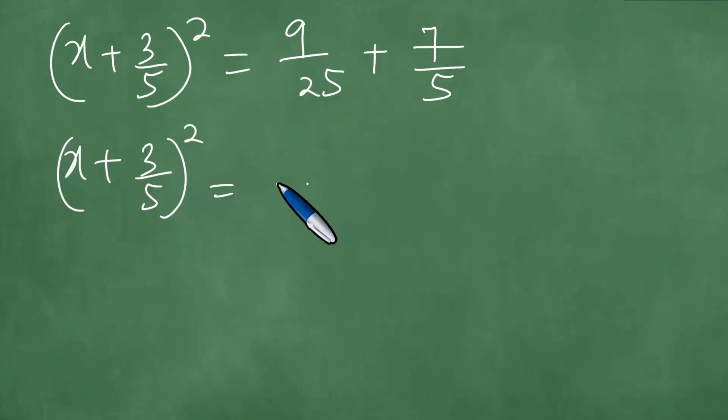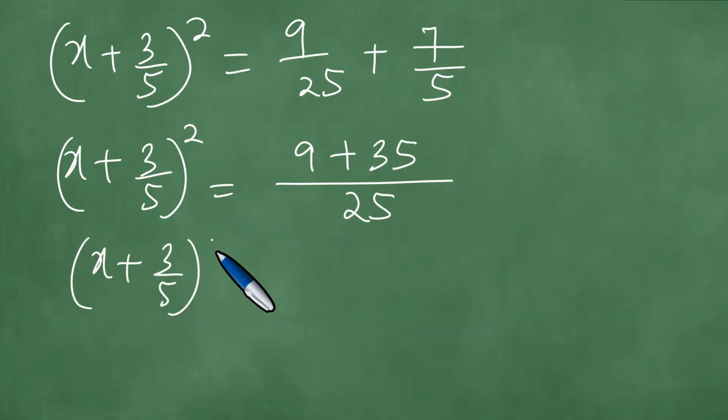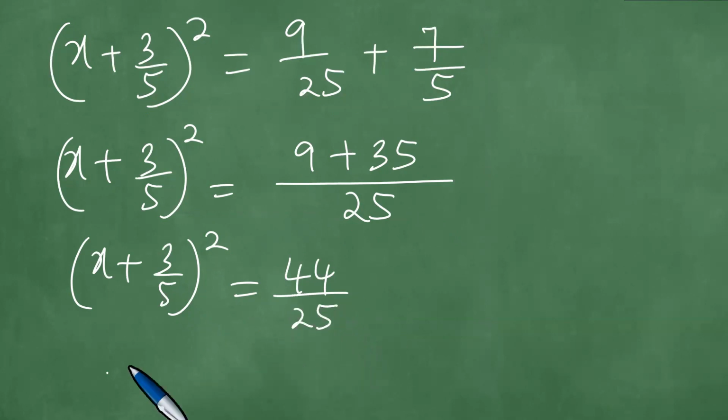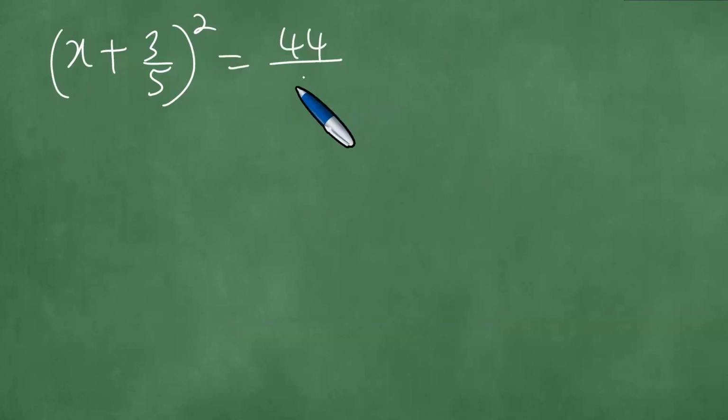Okay, good. So we take the LCD, which is 25, lowest common denominator of the two. 25 divided by 25 is 1. 1 by 9 is 9 plus. 25 divided by 5 is a 5. 5 by 7 is a 35, giving us x plus 3 out of 5 which equals, what is 9 plus 30 plus 35? Is a 44 out of 25. So we have x plus 3 out of 5 squared equals 44 out of 25.